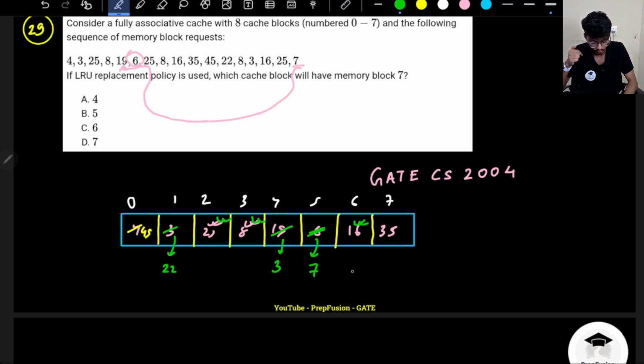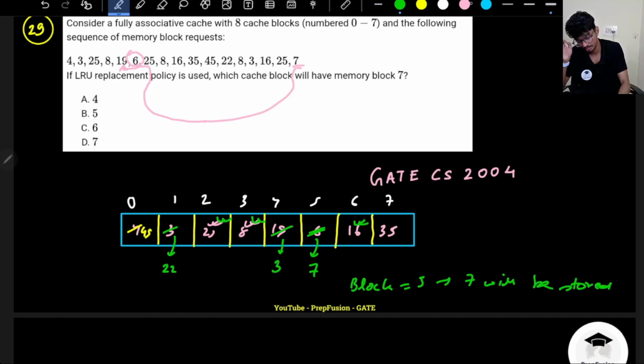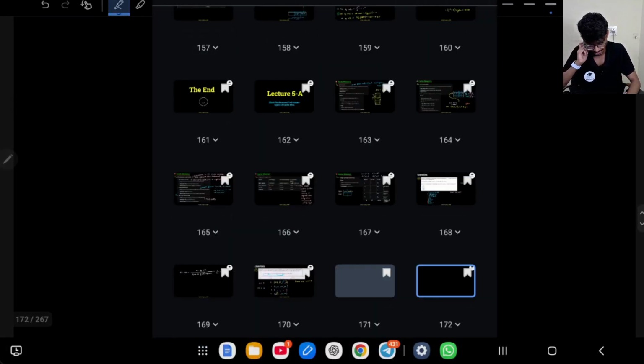Finally, where am I storing the 7 value? In block 5. So the answer will be block 5, where main memory block 7 will be stored. So the answer to this question will be 5. Option B will be the correct answer of this question. Okay, so these were some example problems that can come.